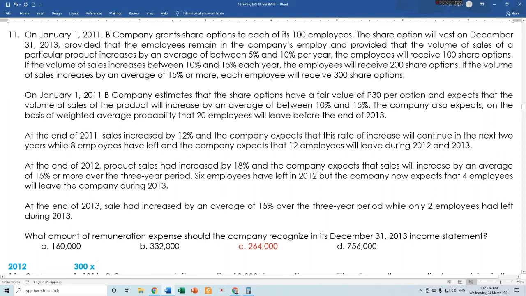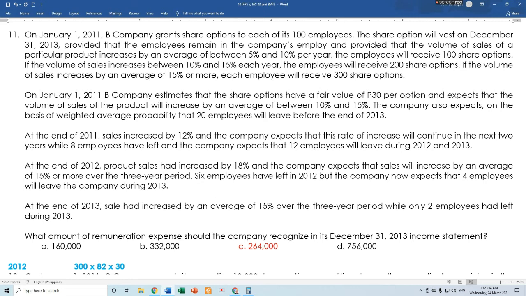Noong 2011, may 8 na umalis. Okay? Pagkatapos, may umalis pa na 6. So, 8 plus 6, that's going to be 14. Okay, 14 na yung umalis. And expects that 4 employees will leave the company during 2013. So, ibig sabihin, 8 plus 6 plus 4, that's going to be 18 employees. So kung 18 yung aalis, 82 yung maiiwan. So 82 employees ito, multiply natin ng fair value ng option na 30.